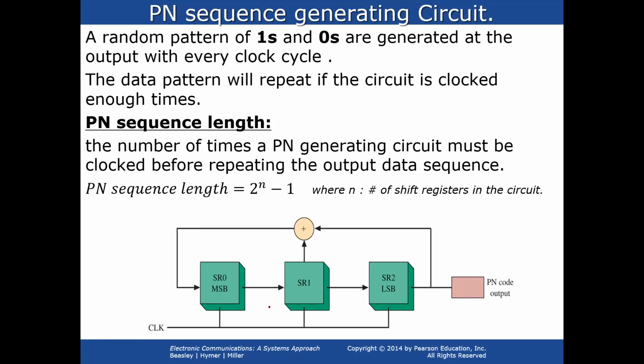So a random pattern will be created after you clock your circuit, and it will repeat after a sufficient number of times. And that sufficient number of times, we call it the pseudo sequence length. The way to calculate that is that it will equal the number of possibilities according to the number of bits you're using, or the number of shift registers in the circuit, minus 1.